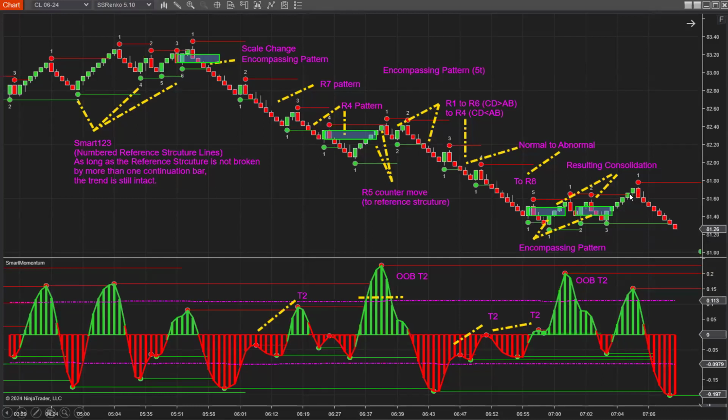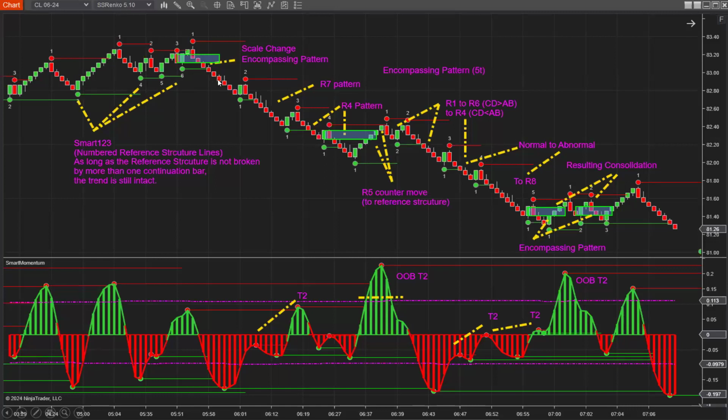So this one's a little bit different. So what else did I add to this? So you have a scale change. Everything over here is a little bit smaller, and then I get this, I think it was an R8 here. 1, 2, 3, 4, 5, 6, 7, 8. R8. It's bigger than anything to the left of it, and so it falls into the category that we covered earlier called a scale change.